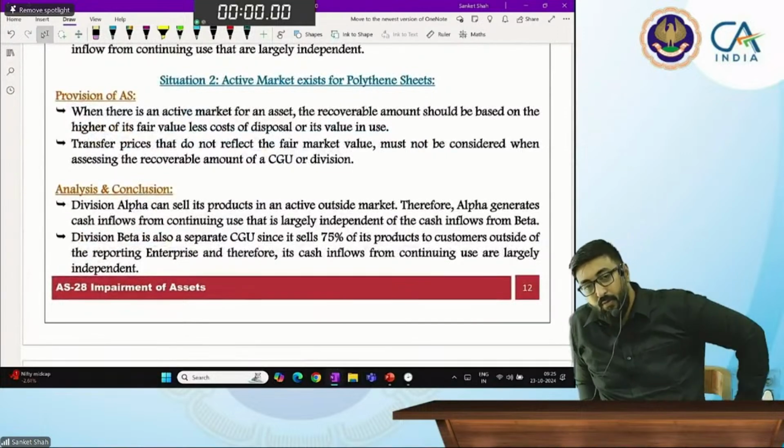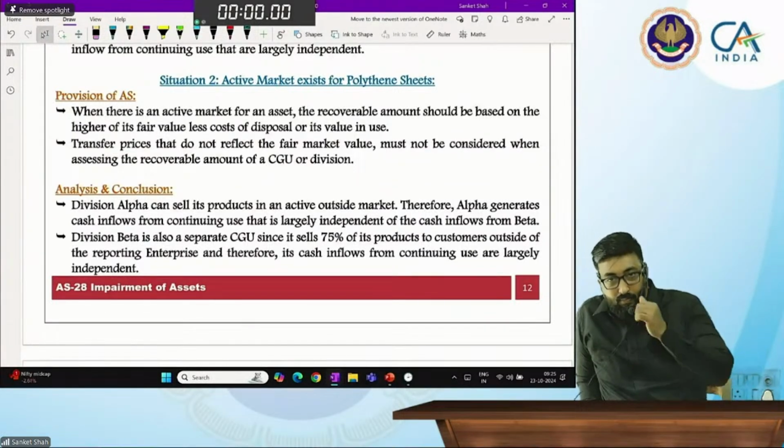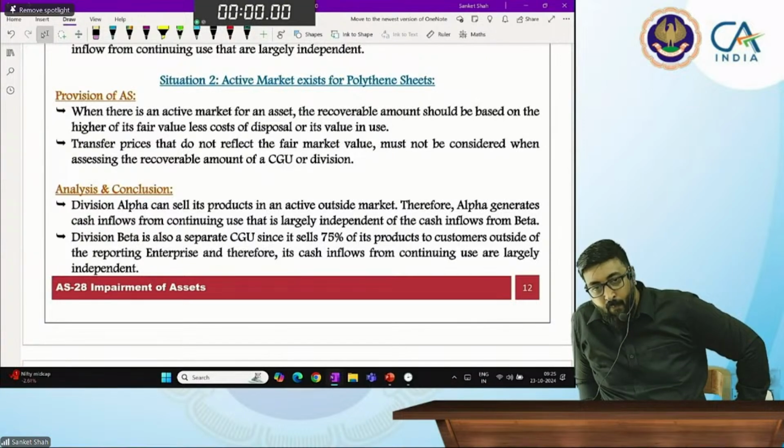Situation 2, active market exists for polythene sheets. Provision of AS: when there is an active market for an asset, the recoverable amount should be based on the higher of its fair value less cost of disposal or its value in use. Transfer prices that do not reflect the fair market value must not be considered when assessing the recoverable amount of a CGU or division. Analysis and conclusion.